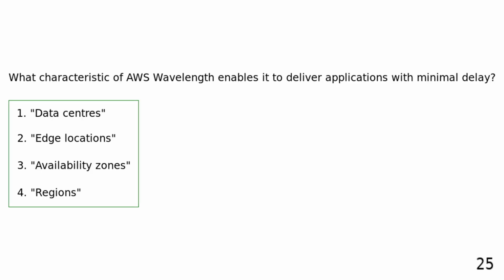What characteristic of AWS Wavelength enables it to deliver applications with minimal delay? Data centers. Edge locations. Availability zones. Regions.